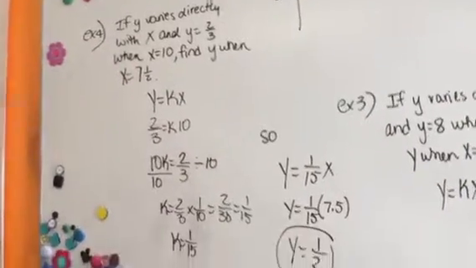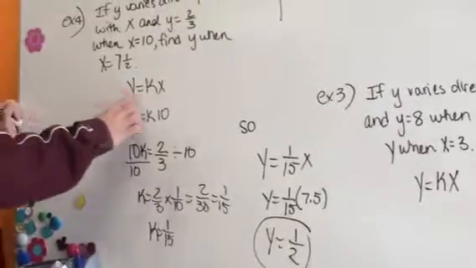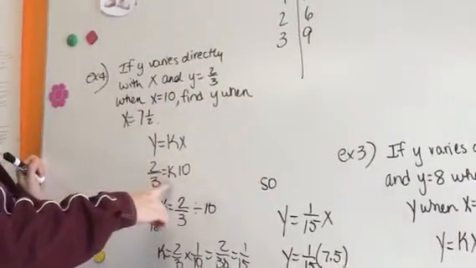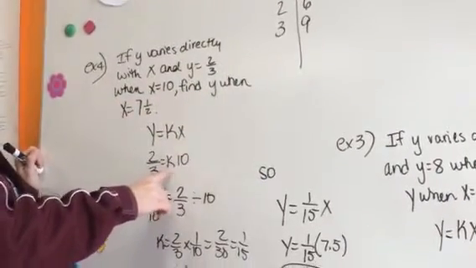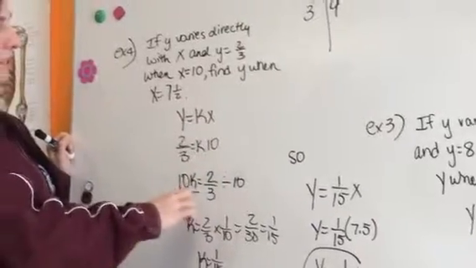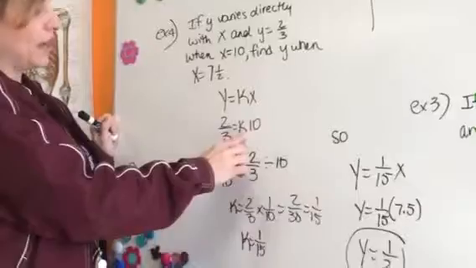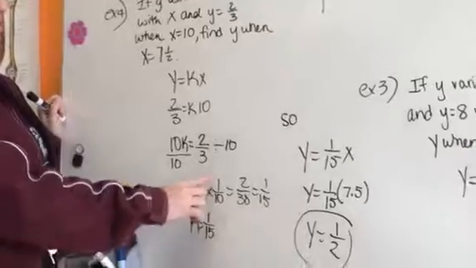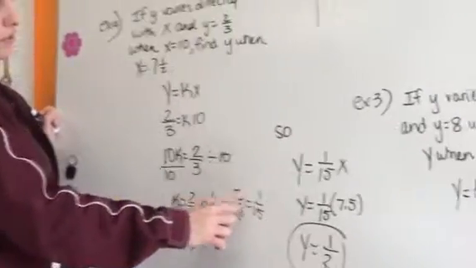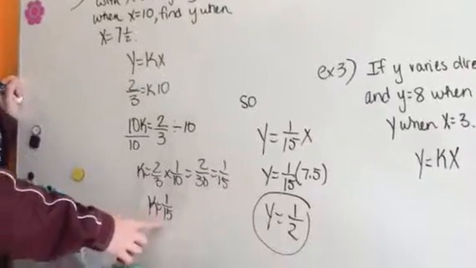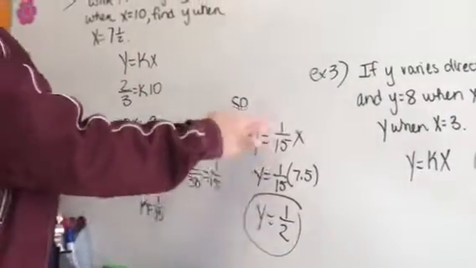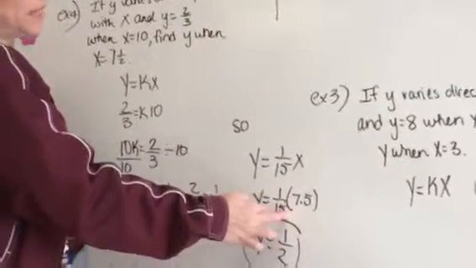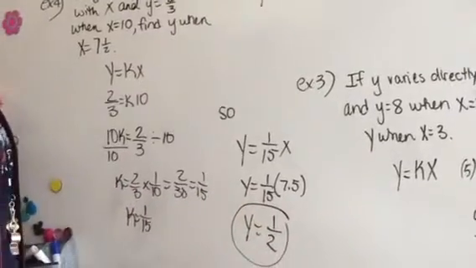So you're always going to do y equals kx first. So you do y equals kx and plug in our first numbers. 2/3 equals k times 10. So I'm trying to solve for k. I like switching my k on the left. I put k equals 2/3, and then I divided both sides by 10. 2/3 divided by 10, you're going to have to take the reciprocal. K equals 2/3 times 1/10, which equals 2/30, which equals 1/15. So if k equals 1/15, you go back. Y equals 1/15x. Y equals 1/15 times 7.5. 7.5 happens to be half of 15, so y equals 1/2.